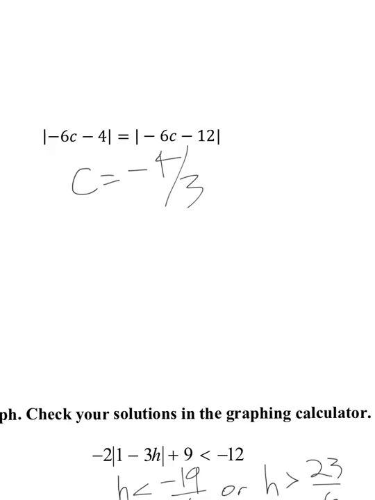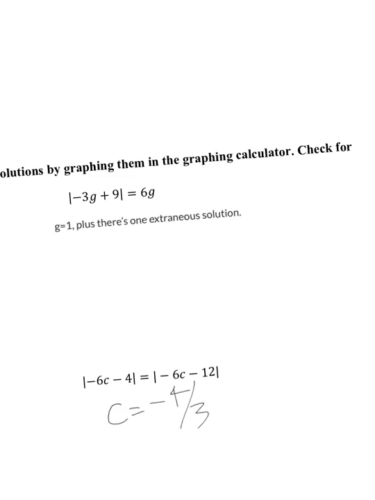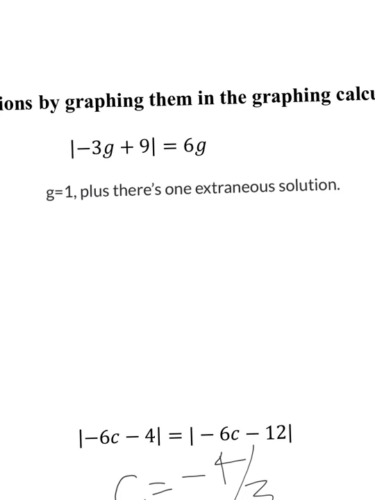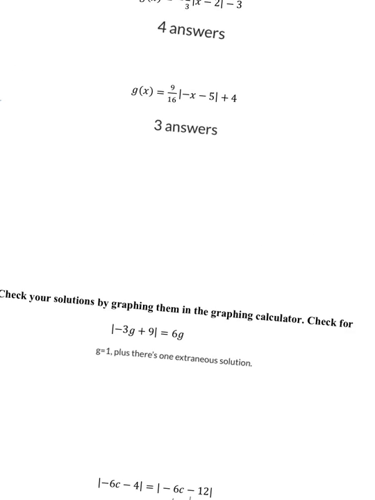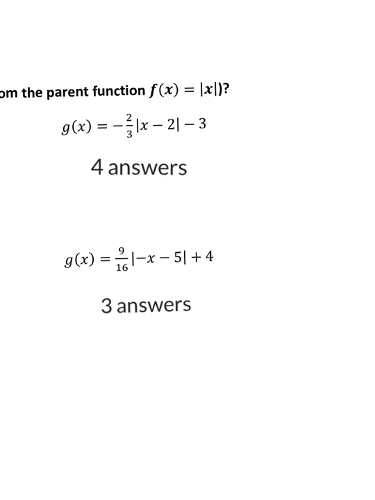This one, you just have one answer. When you do it both sides, you get the same answer twice, so it's negative 4 over 3. And then this one has an extraneous solution. I'm not telling you what it is, but I am telling you you will get an extraneous solution, and then you'll get g equals 1 for the real solution. These were kind of easy, so rather than tell you the answers, I just give you hints. I'm looking for 4 answers on the top one and 3 answers on the bottom one.